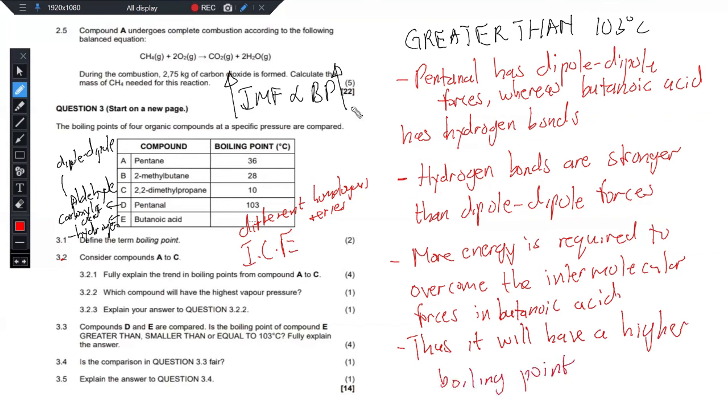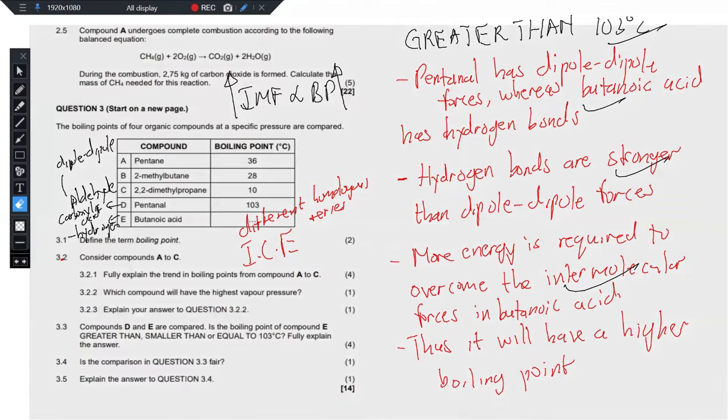So you see, once you know those methods, it becomes very, very simple to tackle that. So dipole forces, hydrogen bonds. Then to compare the strength, that should be a mark. More energy is required to overcome the intermolecular forces in butanoic acid. So that should be a mark right there. And then obviously this is just you concluding. Thus it will have a higher boiling point. Okay. Then nice, we have that 4 marks.